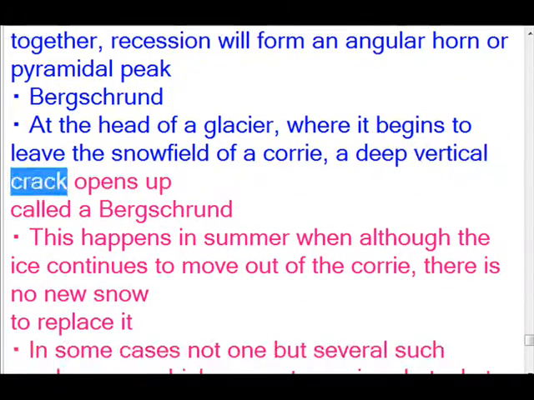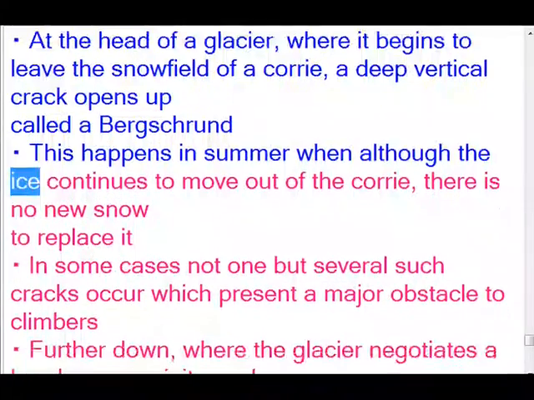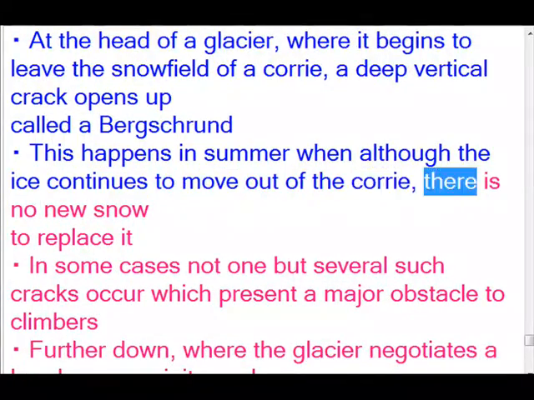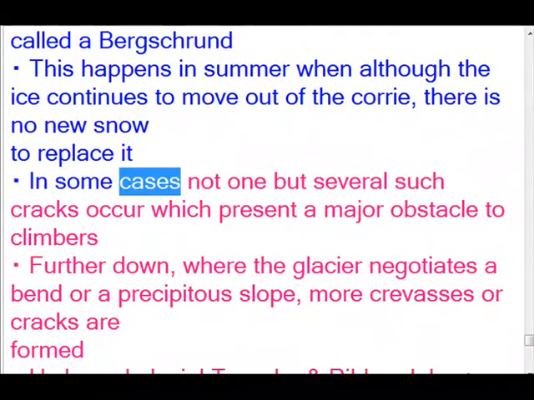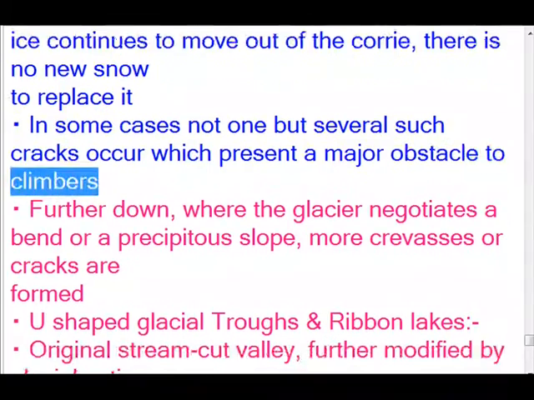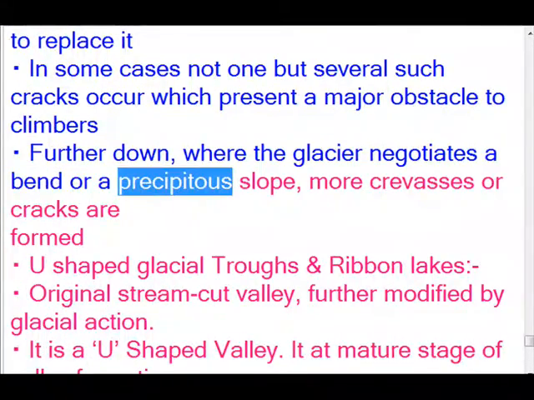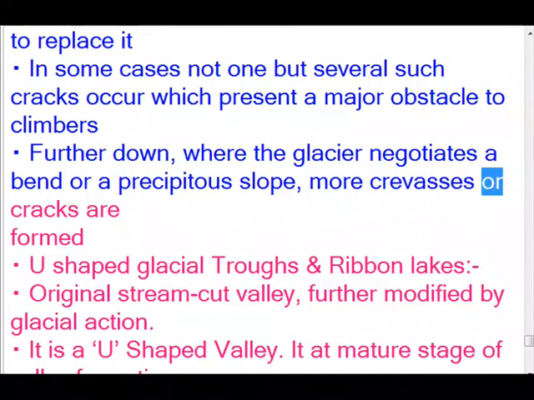a deep vertical crack opens up, called the bergschrund. This happens in summer when, although the ice continues to move out of the cirque, there is no new snow to replace it. In some cases not one but several such cracks occur, which present a major obstacle to climbers. Further down, where the glacier negotiates a bend or precipitous slope, more crevasses or cracks are formed.